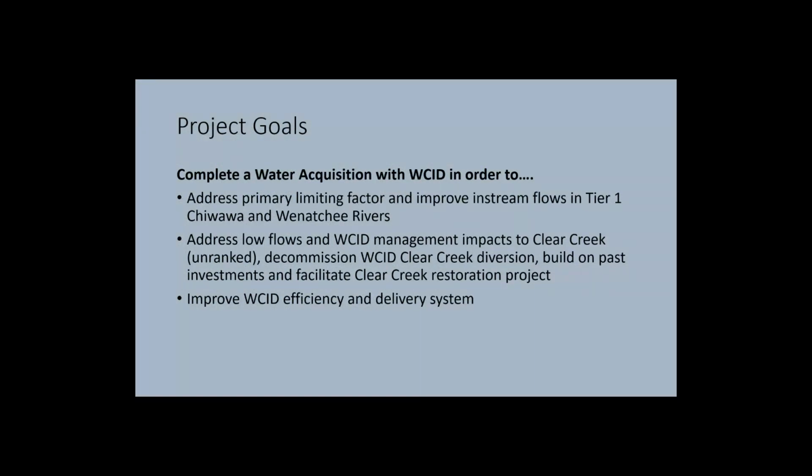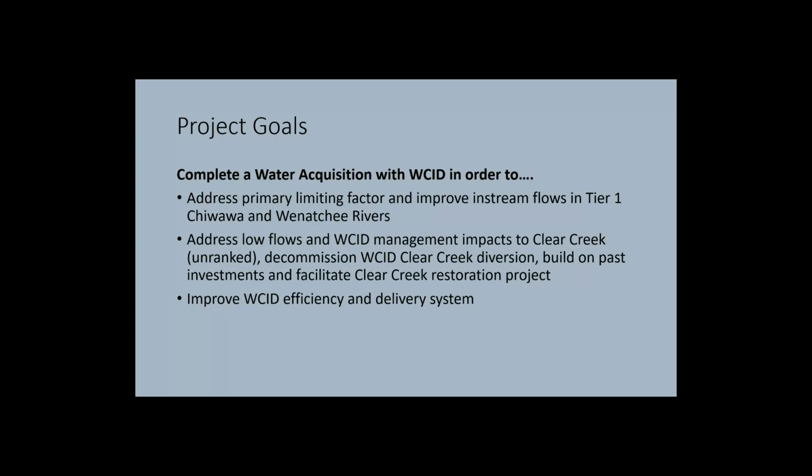Project goals. We want to complete a water acquisition with the Wenatchee Chihuahua Irrigation District to improve in-stream flows in the Chihuahua and Wenatchee rivers. Those are both Tier 1 ranked priority restoration reaches under the Upper Columbia prioritization strategy.